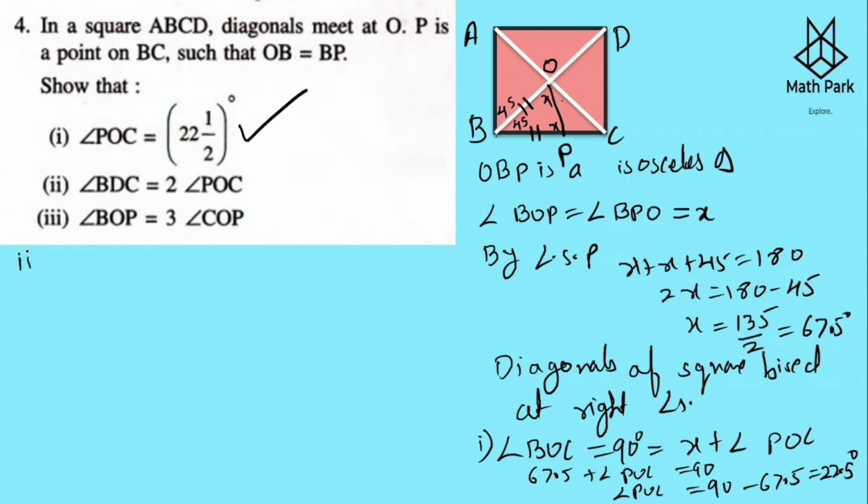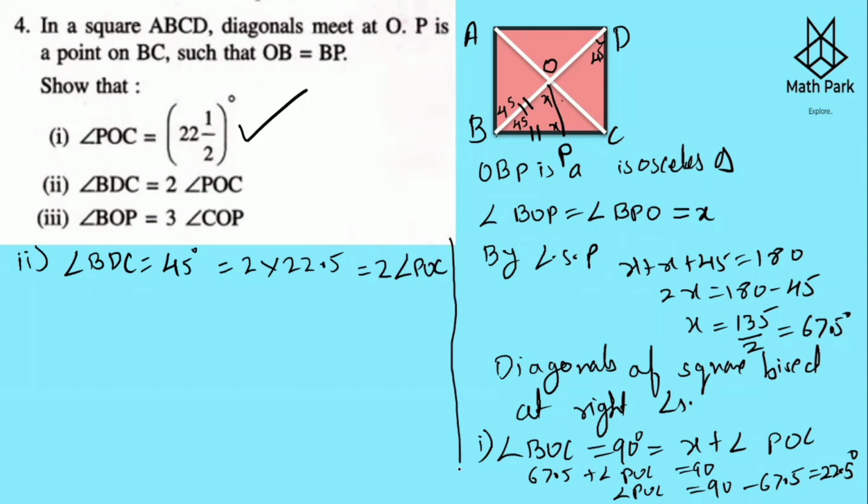Now for the second part of the question, since the diagonals of the square bisect the angles of a square, each angle is 90 degrees. Therefore, you get angle BDC as 45 degrees. And 45 is nothing but twice 22.5, or 22 and a half. We already calculated POC, so BDC is twice angle POC. This is how we have done with the second part.